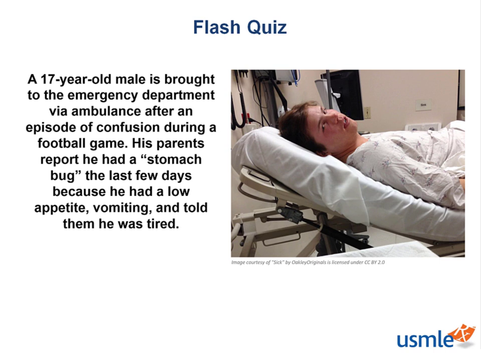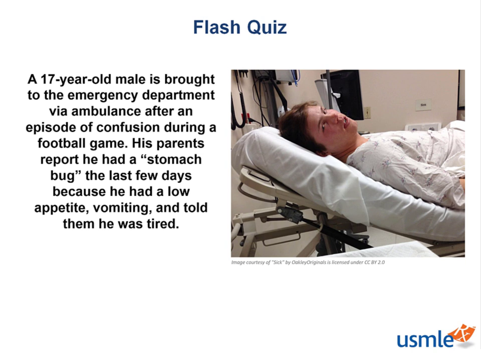Here's a case of a 17-year-old who seems confused, and his parents are saying he had a stomach bug because he isn't eating well. He's vomiting and he's tired. Yes, absolutely could be a stomach bug, or a number of other things. What if we said he had elevated orotic acid in the blood and urine? Then what would you consider? Well, you could consider that these symptoms may actually be due to hyperammonemia, secondary to ornithine transcarbamylase deficiency.